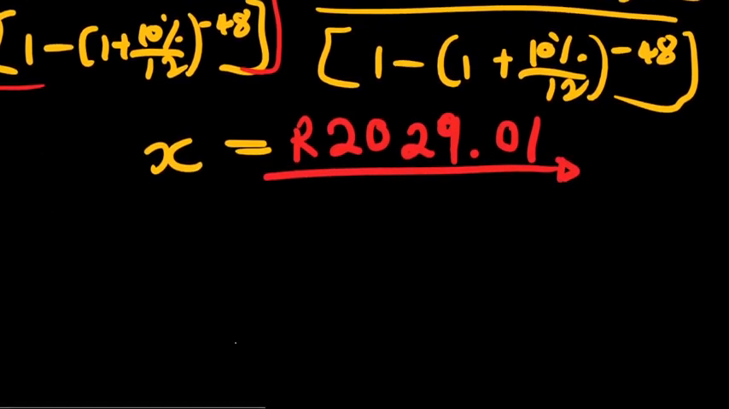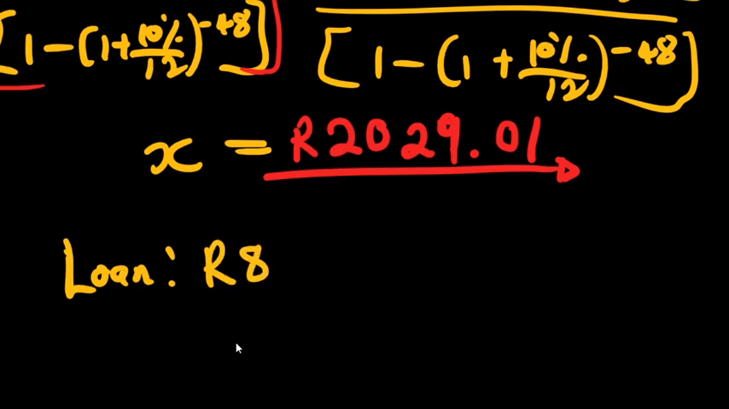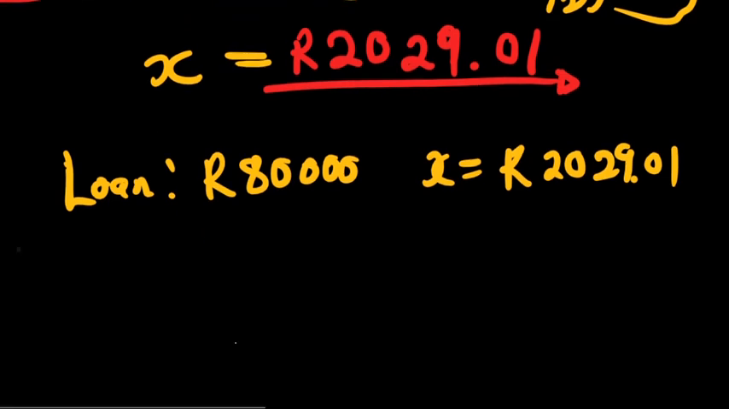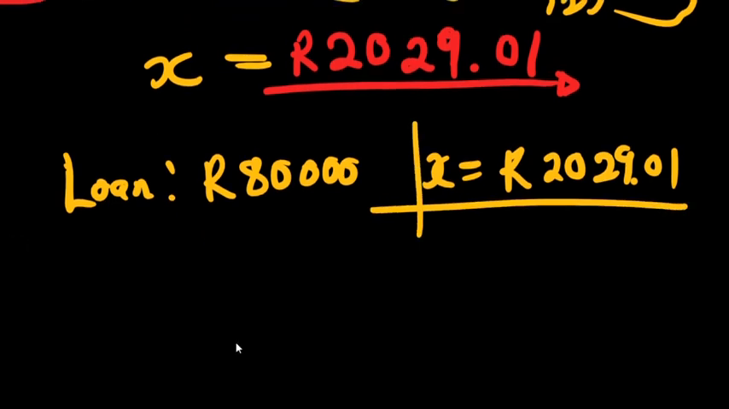So I guess now you know how much you'd be paying up for your loan, for your study fees. You know that the loan that was given was 80,000 rands, and the monthly installments are going to be 2,029.01. Now, we are done solving this first part of this question.